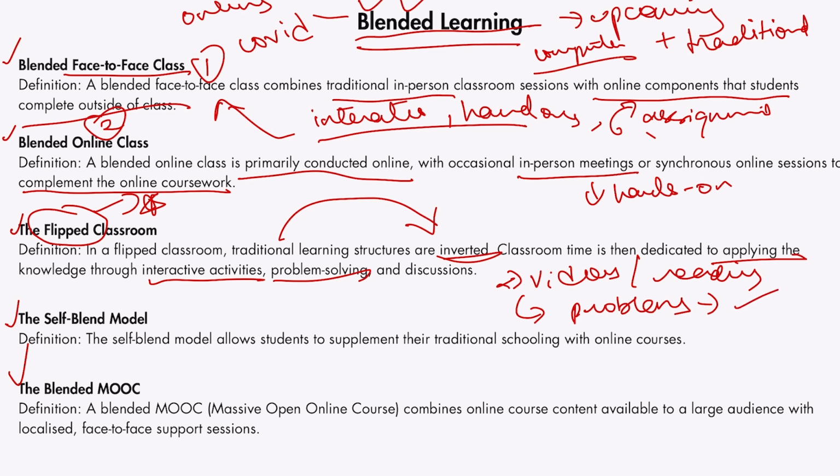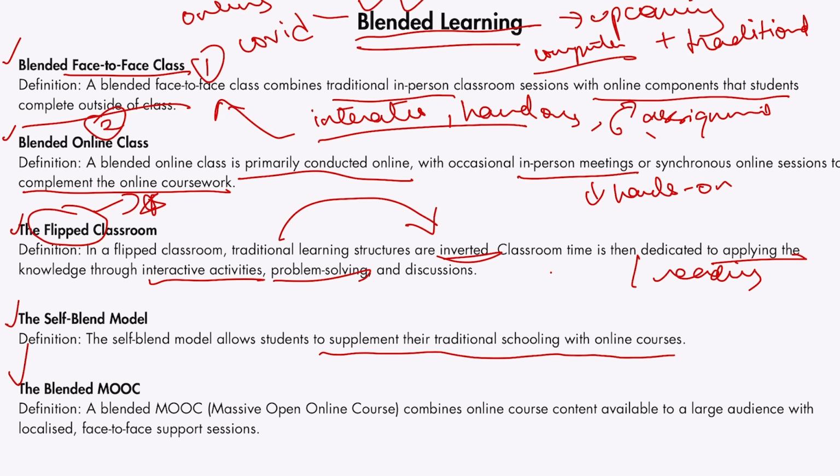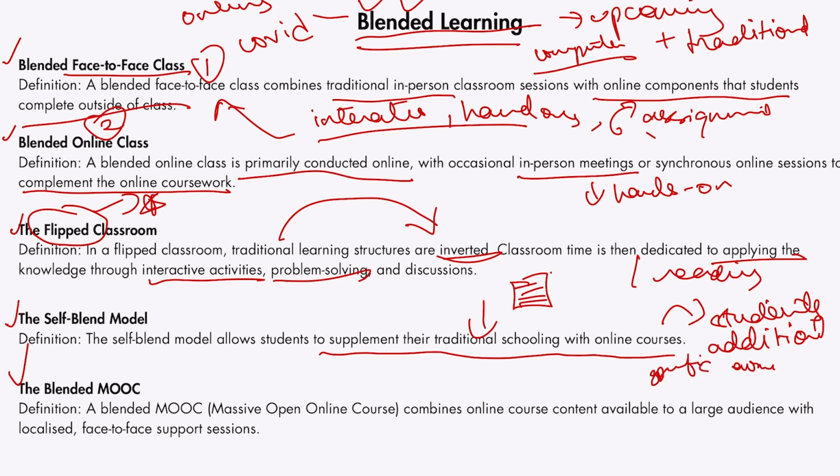Next, we have the self blend model. The self blend model allows students to supplement their traditional schooling with online courses. Okay, this is usually done by students who want to take additional courses or credit courses that is outside the traditional schooling framework or syllabus, so that they accelerate their learning in specific subjects. For example, let's say I love economics, then I don't mind doing an outside course on behavioral economics, or something that maybe is not there in economics. So you take an outside online course and you get credits based on that.